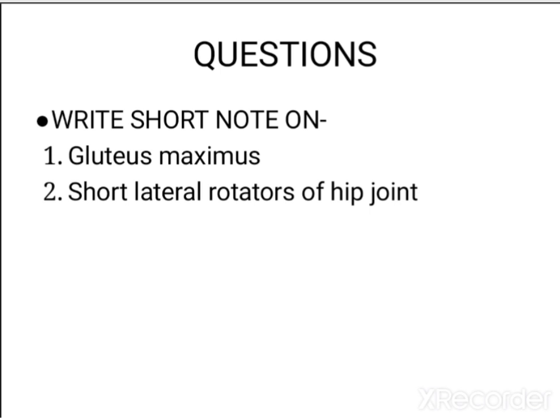Then next question is short note on lateral rotators of hip joint. In this you include the small muscles around the gluteal region, that is the piriformis and your obturator externus, internus, gemellus superior, inferior, all these are short lateral rotators, quadratus femoris. So you have to mention their attachments, nerve supply and action.